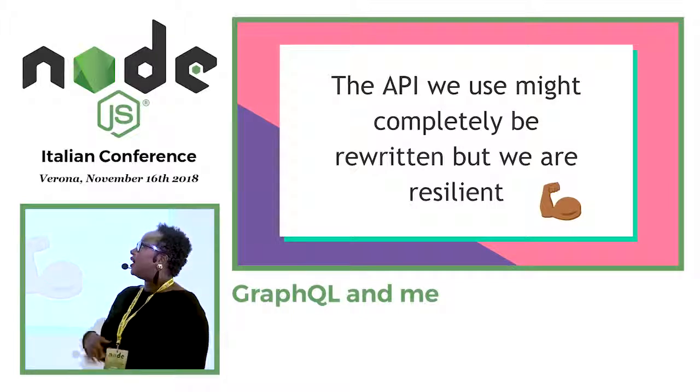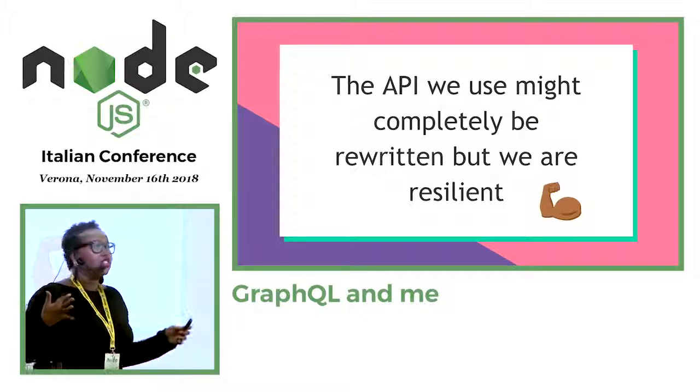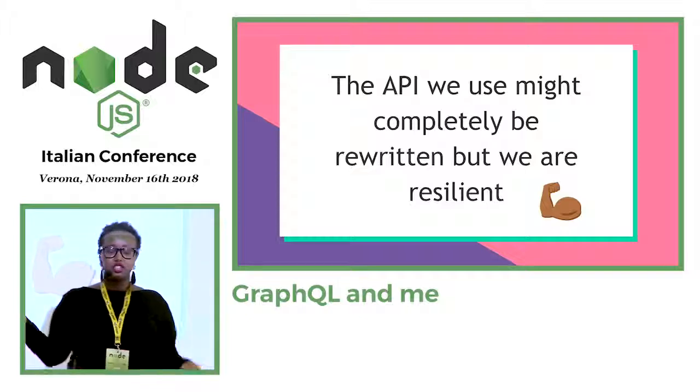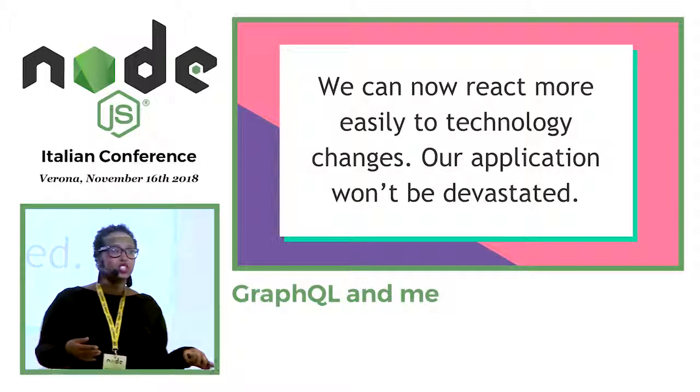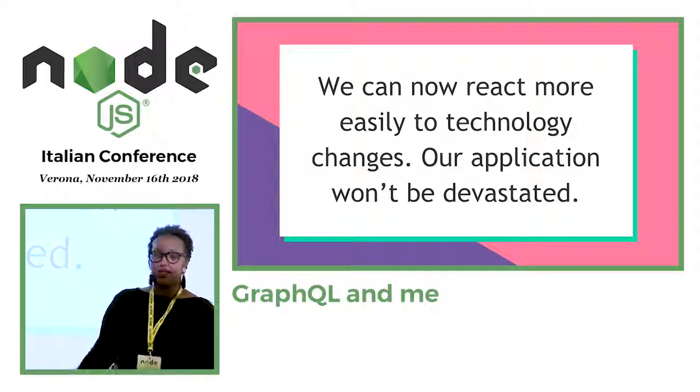So if our API is rewritten, our application is resilient. We are resilient to change. We can now react to changes in technology without us being completely devastated.